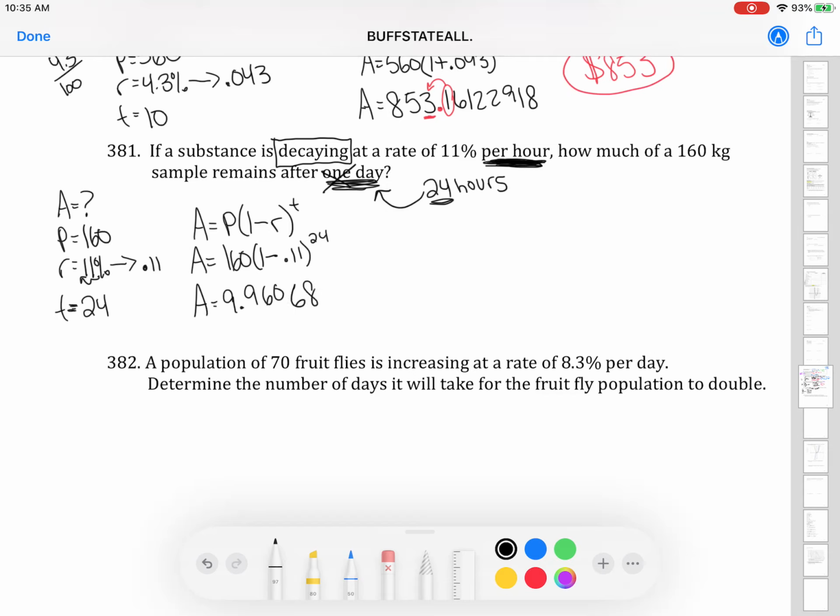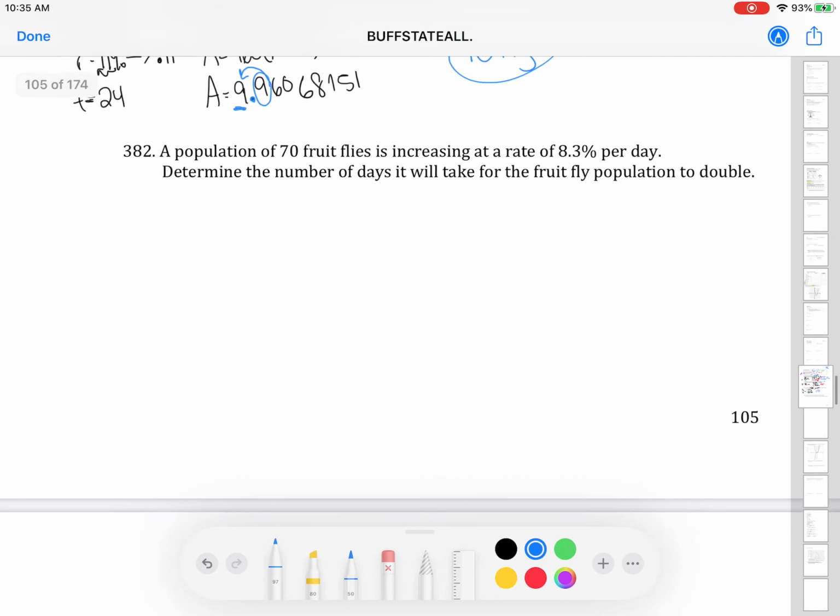Plug that all into your calculator. 9.6068151 is what you should have gotten when you plugged it in your calculator. And then when rounding, you want to stop here at the whole number right before the decimal point. But this 9 after the decimal point has enough power to bump that 9 up to a 10. So your final answer is going to be 10 kilograms. And again, that makes sense. We started with 160, it decayed, and it ended up at 10, which is smaller.